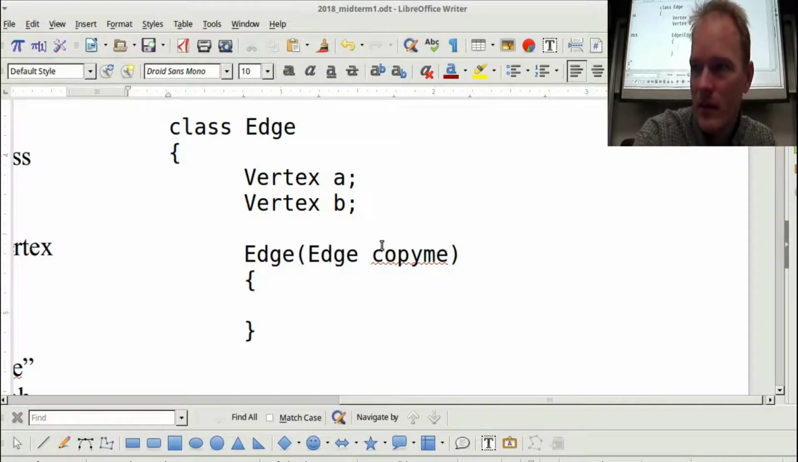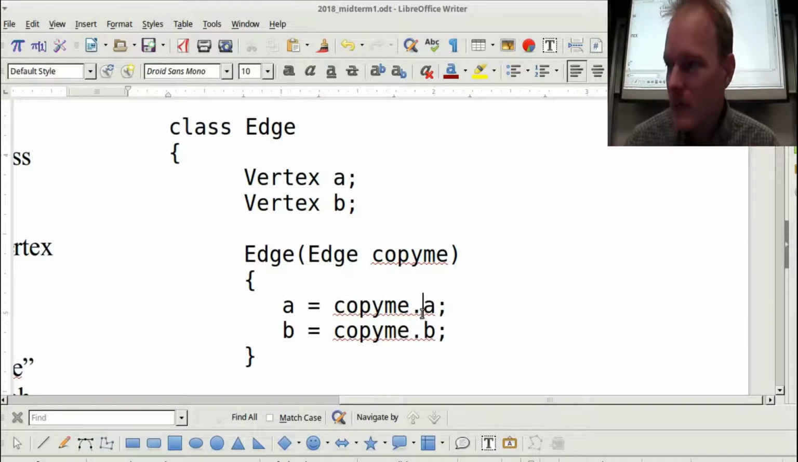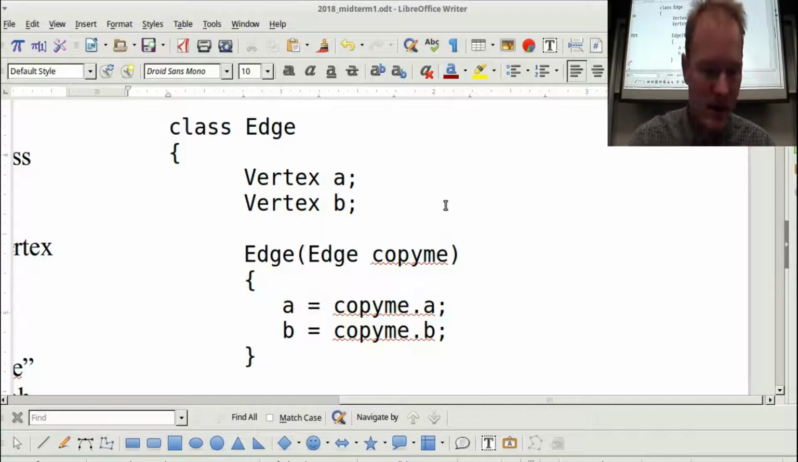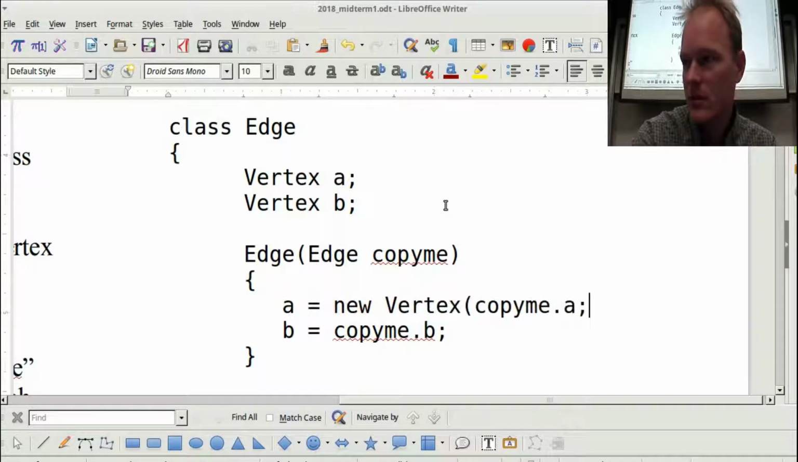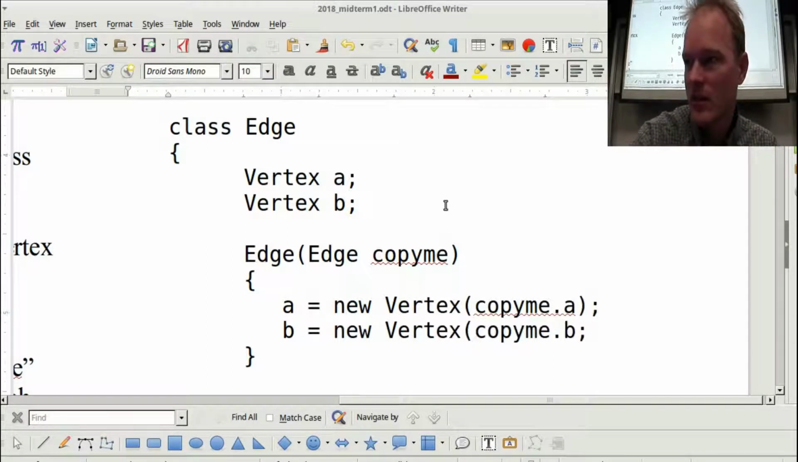Okay. Here's an example of a shallow copy. A equals copyMe.a. B equals copyMe.b. This is a shallow copy. Shallow copy is not deep copy, and so if you did this, you kind of missed the point of the question. The point of a deep copy is to make a deep copy, so we should have said A equals new Vertex(copyMe.a), and B equals new Vertex(copyMe.b).